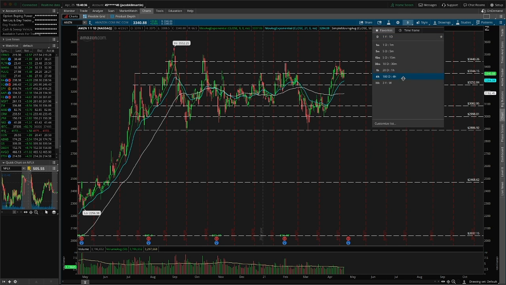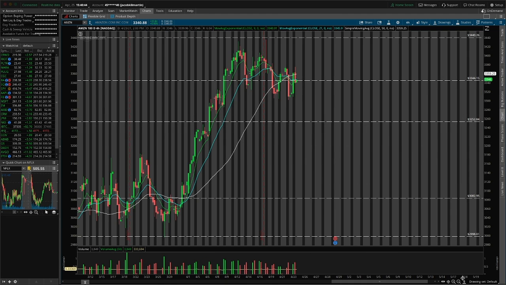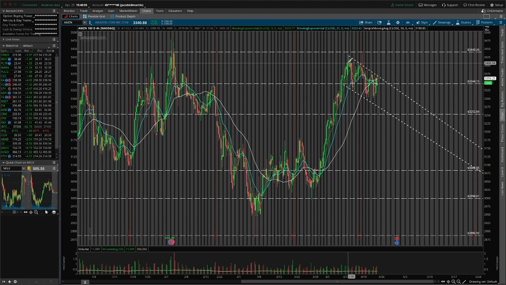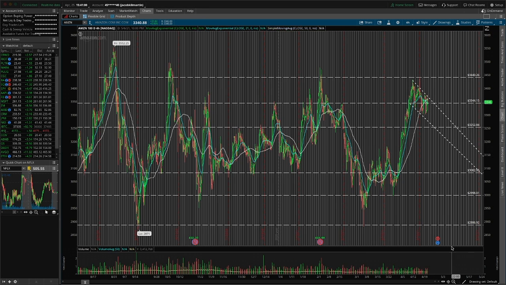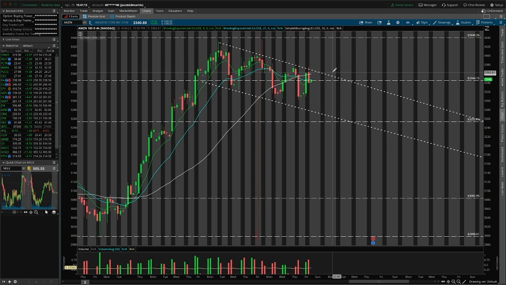Okay. 4 hour. I don't feel like adding anything here. One thing I do see though, let me pull out my trend lines, is a bull flag. Big pull, and this is the flag. That's a bull flag right there. So automatically this is a bullish price action pattern. So naturally I hope for this to break above this trend line.